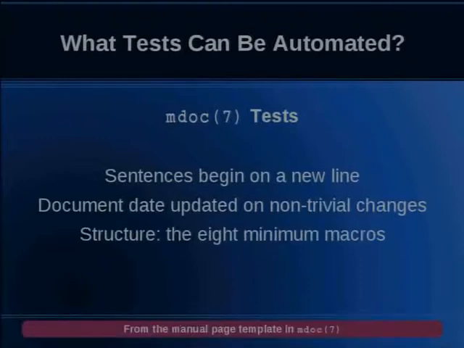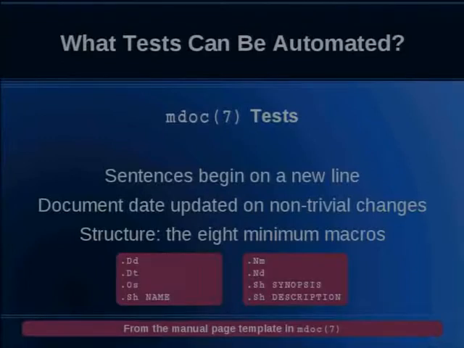And then the structure. MDoc 7 says there are 8 minimum macros you need for a man page. Does anybody know what they are? I don't, except because I'm looking at it here. Those are the 8 minimum macros in that order. Many of our man pages meet that spec, many do not. And some of them that don't are in the contrib section.